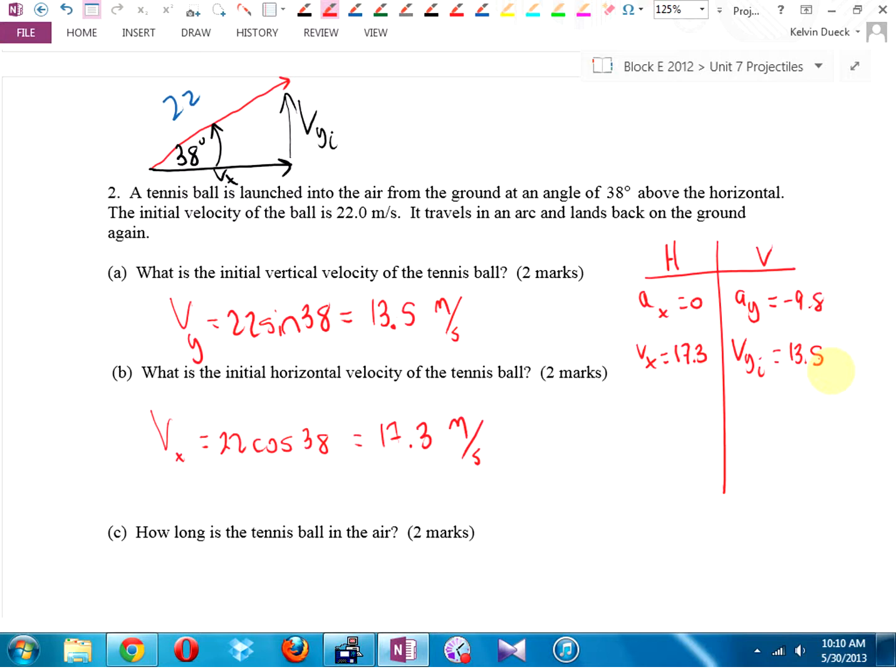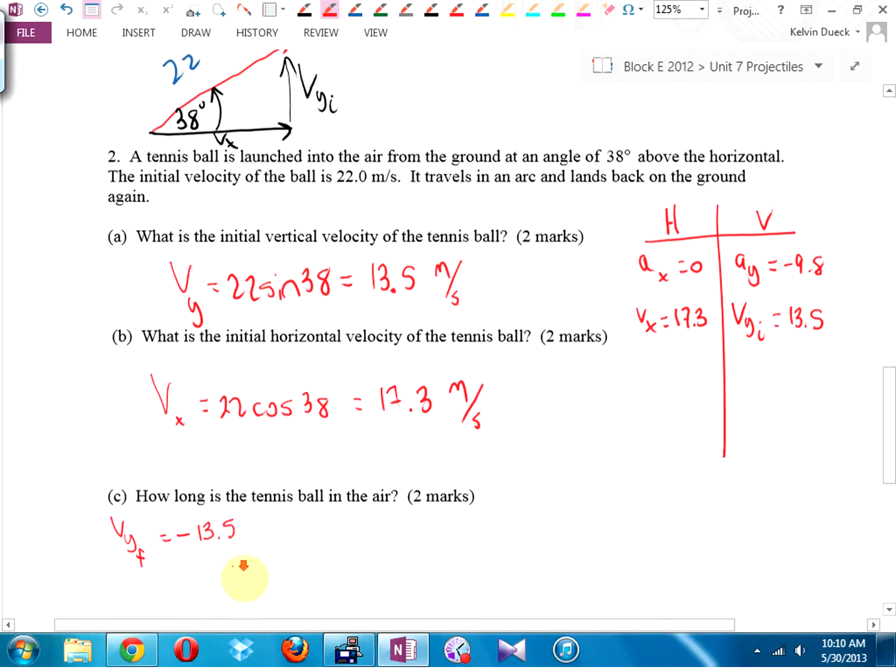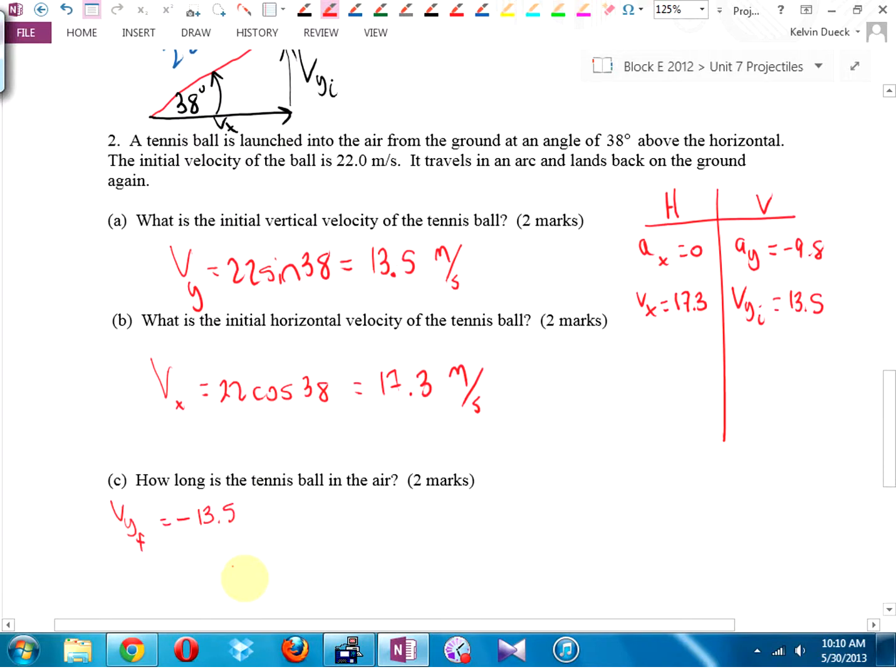Okay, I could say at the top it's 0, and then what would I do with that time? Double it, sure. I do know Vy final, if I want to do it in one fell swoop, because I can use what goes up must come down. Vy final is negative 13.5. And now I can use... is that a handout? No, you're just doing the physics.